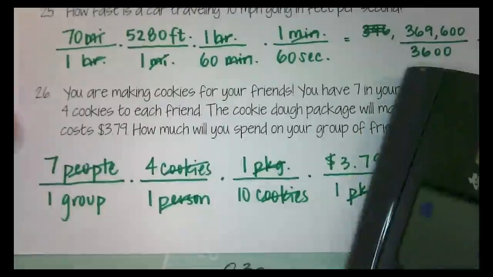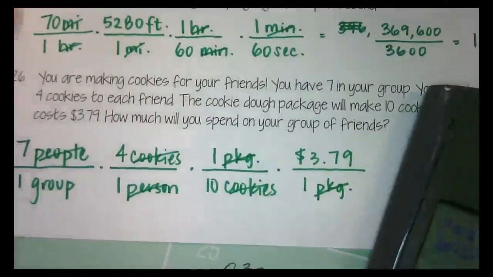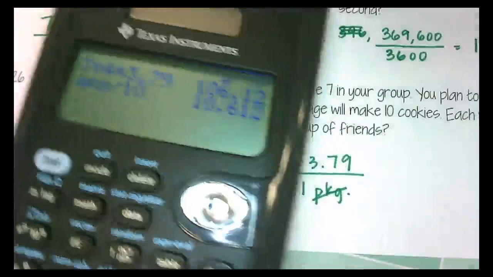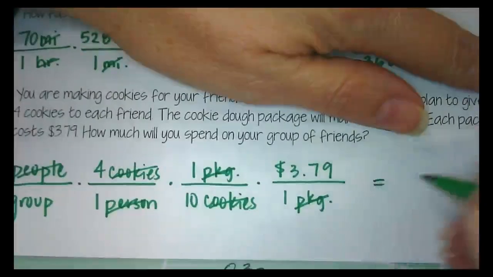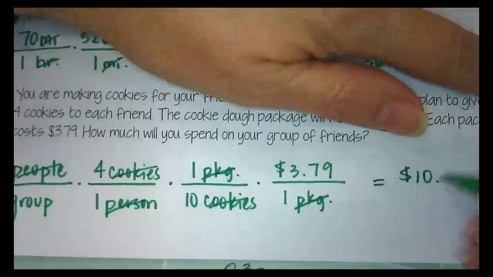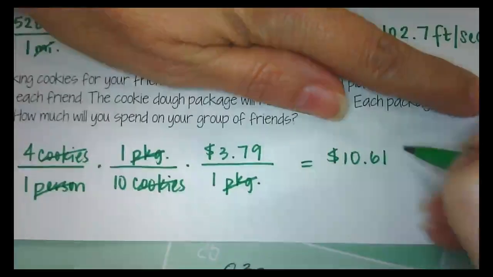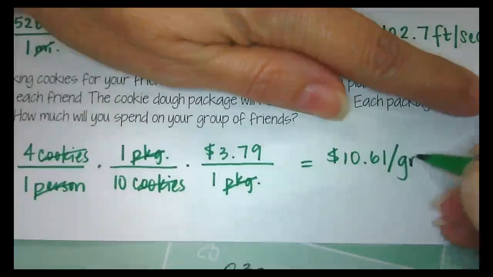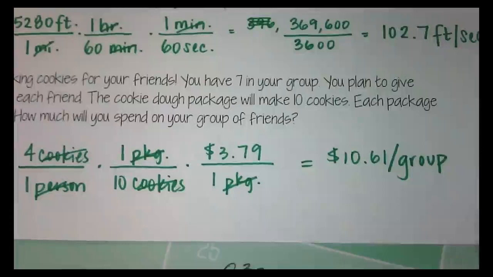So now we can see how much money we're going to spend on our group. All right, so we have 7 times 4 times 379, and then it looks like the only thing we have on the bottom is 10. So we're going to spend $10.61. So $10.61 is what it's going to cost to give our group some cookies, which is awfully nice of you.